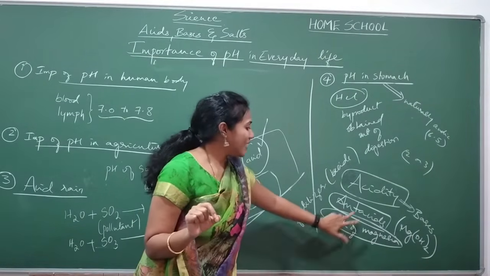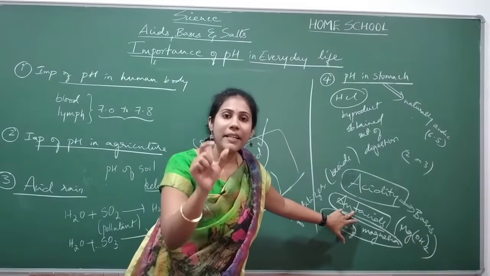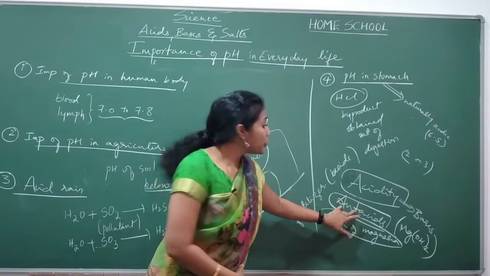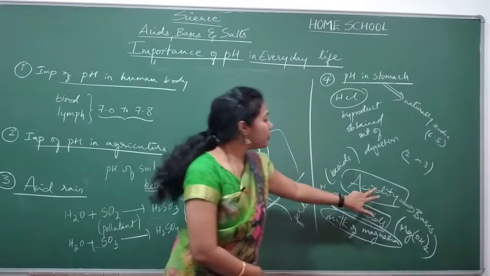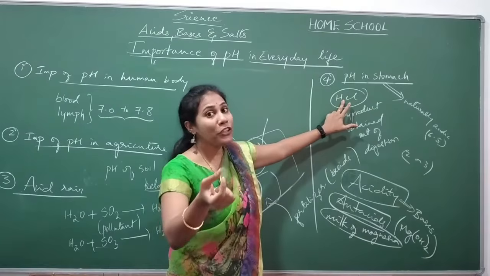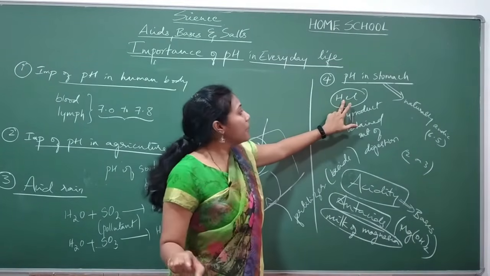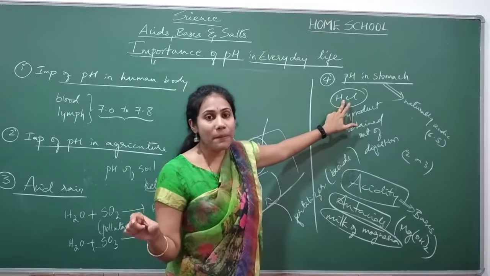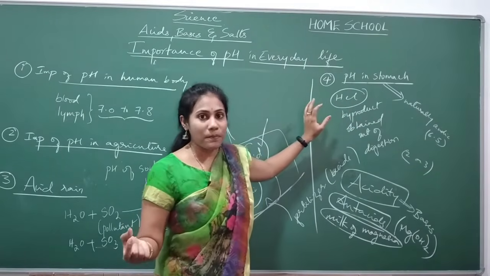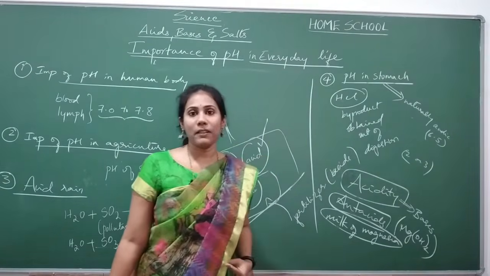It will act as an antacid. What do you mean by antacid? Antacid is the medicine that is used to treat acidity. How do you get acidity? When the amount of HCl is more and more in the stomach. When does the amount of HCl increase in the stomach? When you take spicy foods. Okay, so this is about pH in the stomach.